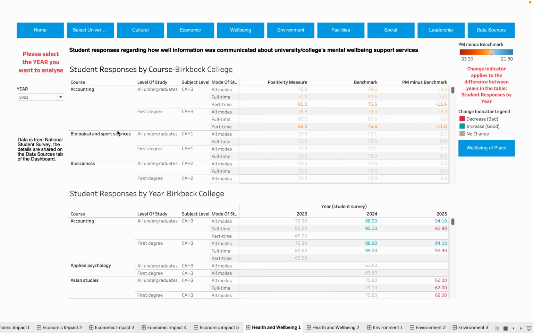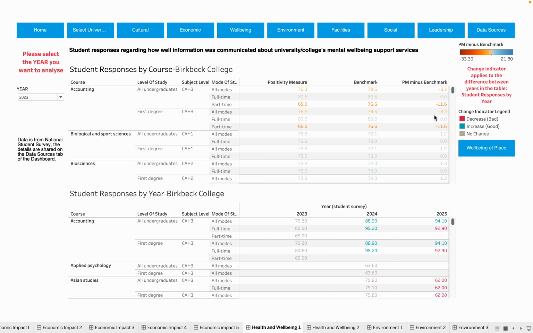So the data here is quite detailed. It's broken down by course, level of study, subject level, and mode of study. On the first table, we want to be above the benchmark. So this is our positivity measure, and we want to pass the benchmark. Here you can see that red represents being below the benchmark.